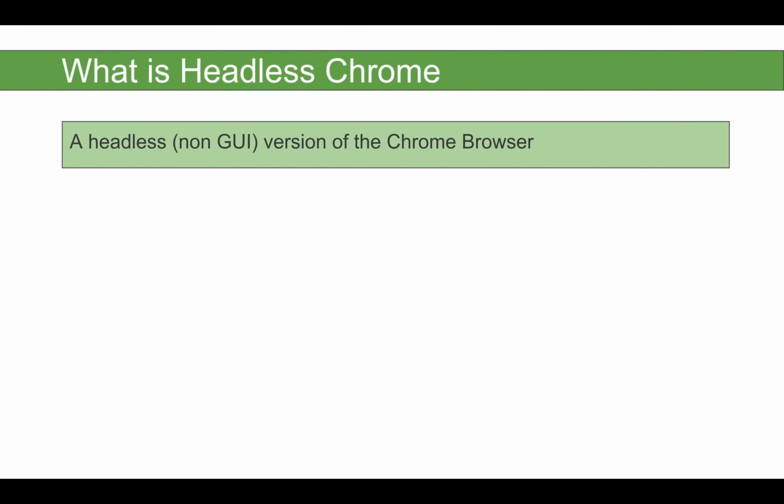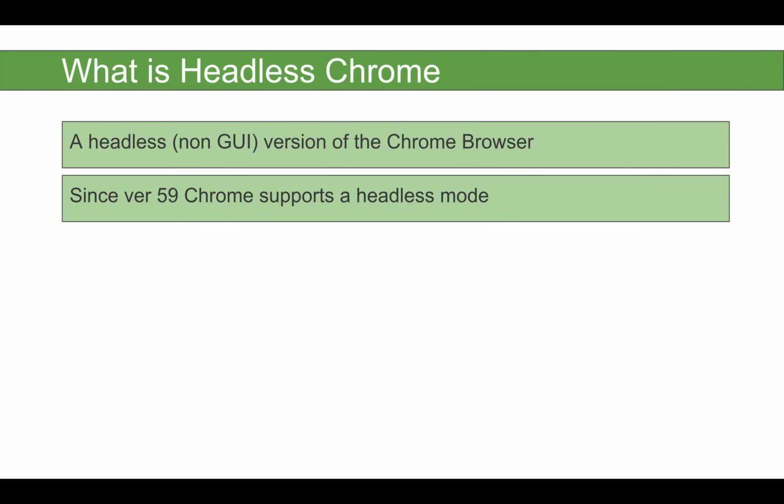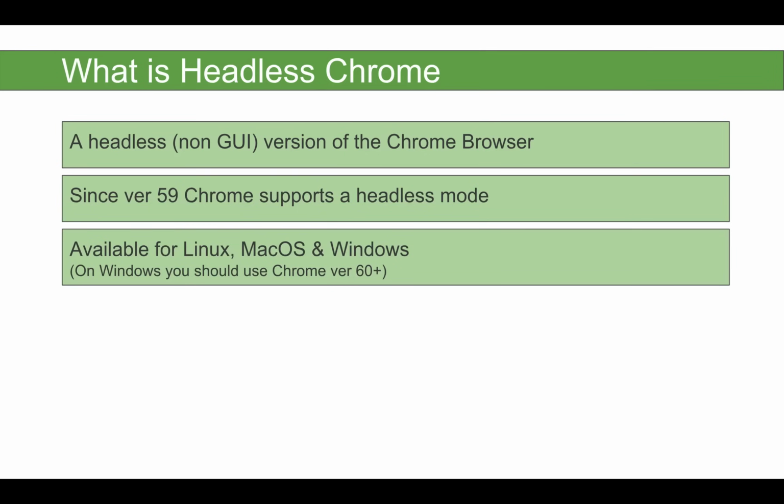So let's get started. Headless Chrome is a headless or the non-GUI version of Chrome browser, and we have already learned about headless browsers in our last session. So if you have not watched it, you can watch that. Headless Chrome is available since Chrome version 59, and you can use it on a Linux, macOS or Windows operating system. On Windows it should be available from Chrome version 60 plus.